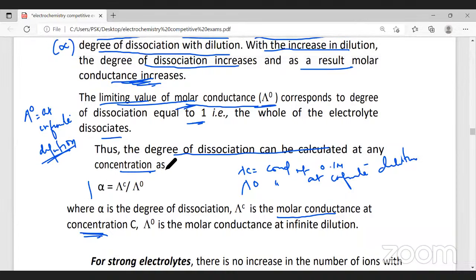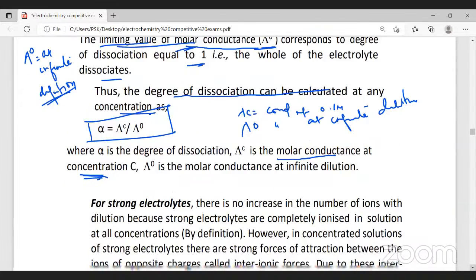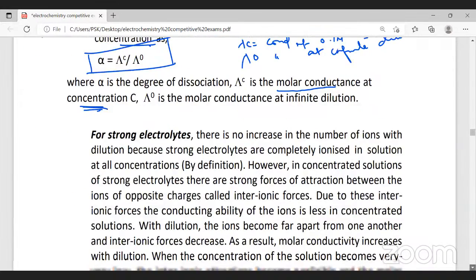So this is the formula to calculate the degree of dissociation: alpha is equal to lambda C by lambda naught. Lambda C is the molar conductance of the electrolyte at a particular concentration. Lambda naught is the molar conductance at infinite dilution. Did you follow this? Yes, sir. That's with respect to the weak electrolyte.